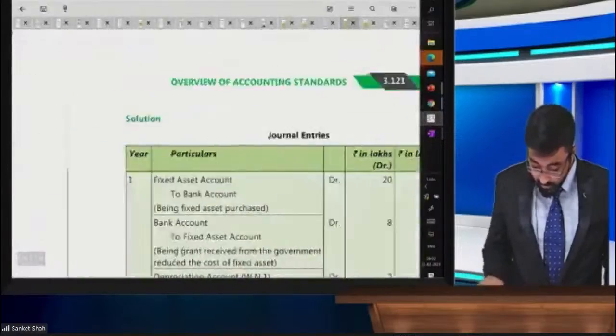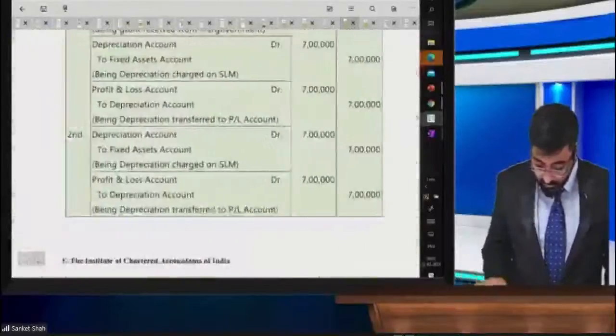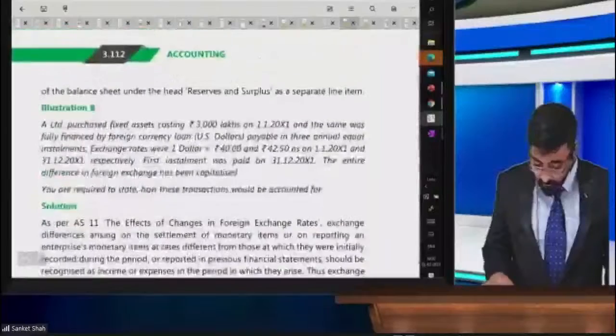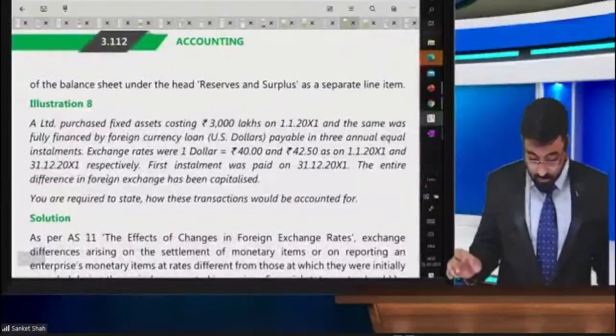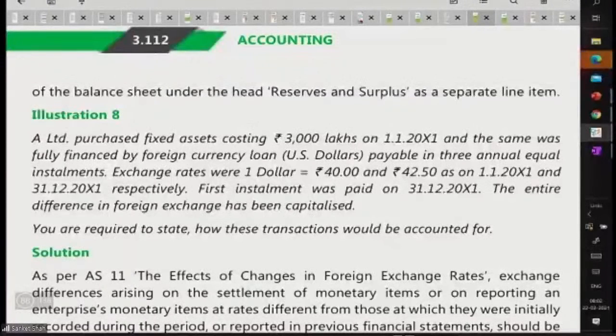Okay, 8-1, 8 of Accounting Standard 11. Yes, I will open the question for you. Those students who do not have the question, please answer it without referring to the answer in the study material. Yes, I am waiting for your answer. Illustration number 8. Done? Done?